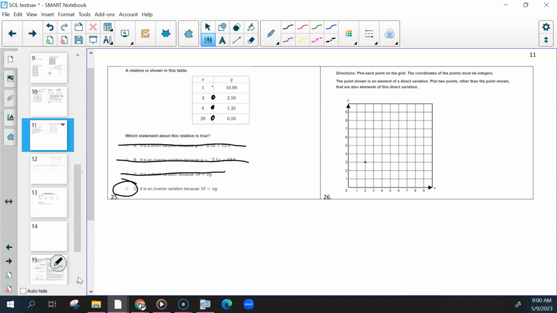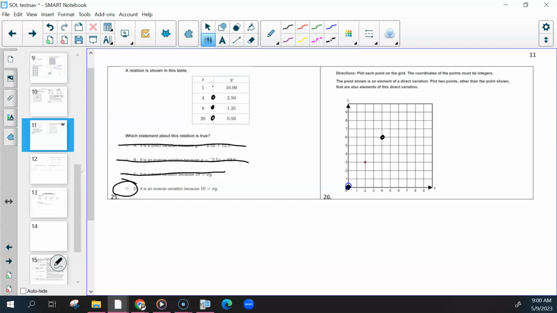Okay. 26 tells you to plot points that would be a direct variation. What do we remember or know about direct variation equations? Yes, so that is always going to be one of your points. If you know what direct variation is, that should be one of your points. We also know that the constant has to be the same. So if we have to plot 2 points, count your slope, plot another point. So we're going up 3, to the right 2.